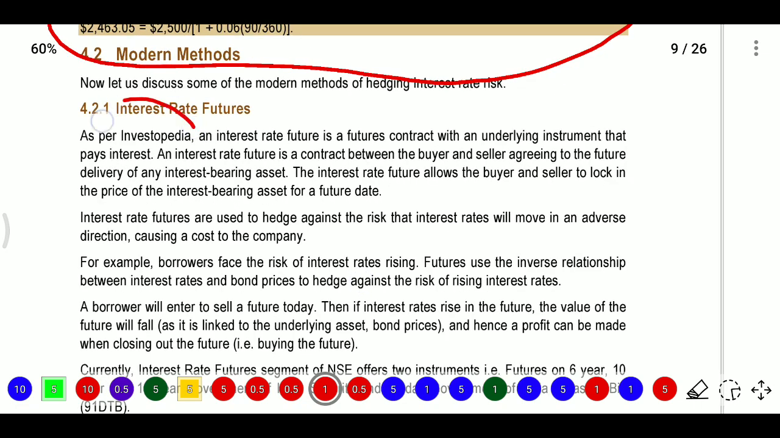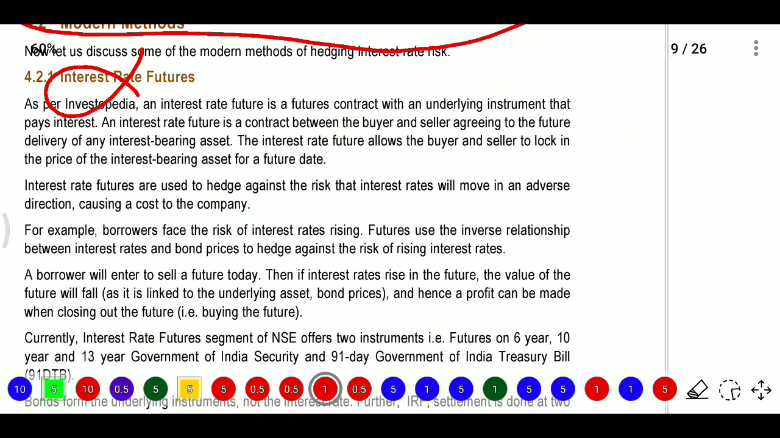As per Investopedia, so they are taking from the internet, an interest rate future is a futures contract with an underlying instrument that pays the interest. An interest rate future is a contract between the buyer and seller agreeing to the future delivery of any interest bearing asset. So it is one contract between the buyer and seller.